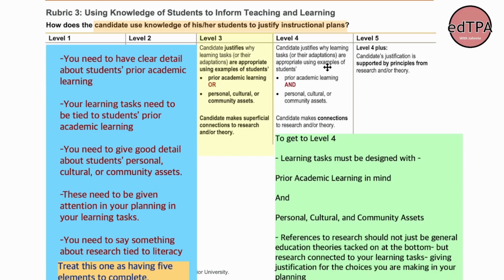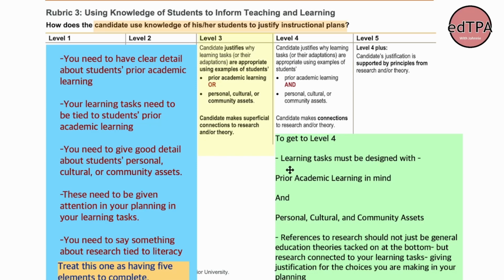To reach level 4, candidate justifies why learning tasks or their adaptations are appropriate using examples of, and you can see instead of it being an or here, you can do academic learning or cultural and assets. Here you need to do both, prior academic learning and personal, cultural, or community assets. And you need to make connections to research under theory.